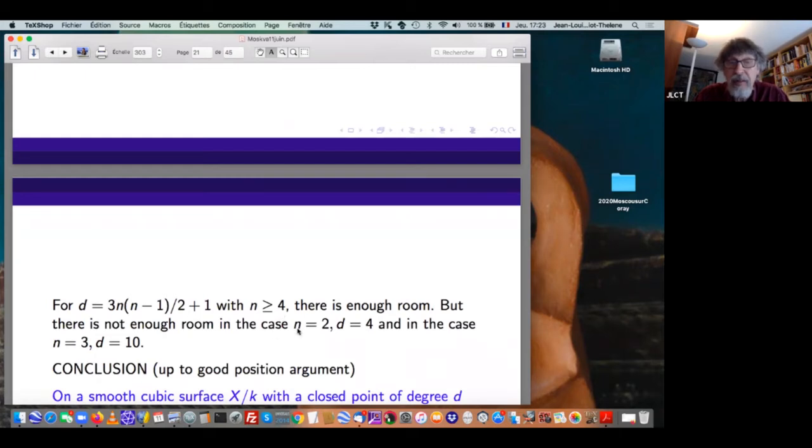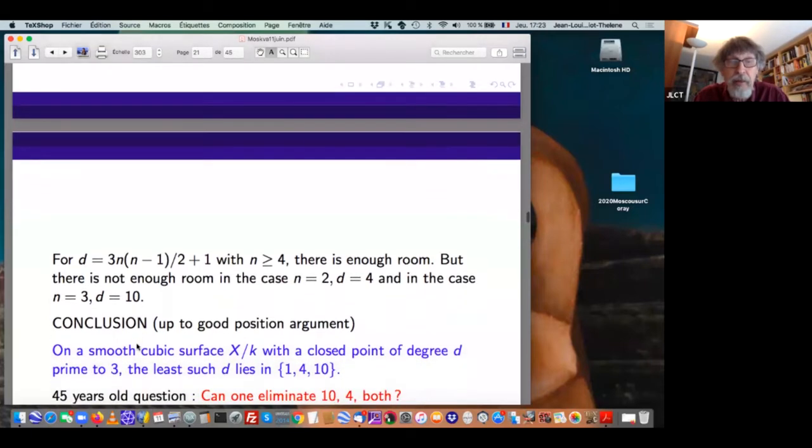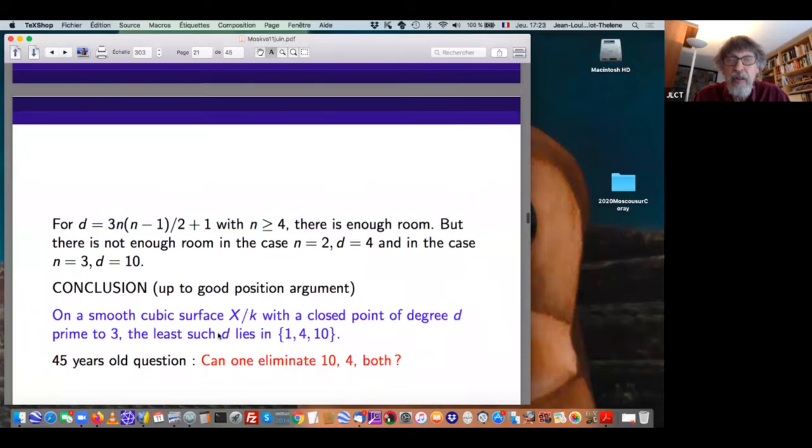But in the case n equals 2, d equals 4, and in the case n equals 3, d equals 8, there is not enough room. And so that's where the argument stops. And that's why the conclusion of Corey is that on a cubic surface with a closed point of degree d prime to 3, the least such d lies in 1, 4, 10.